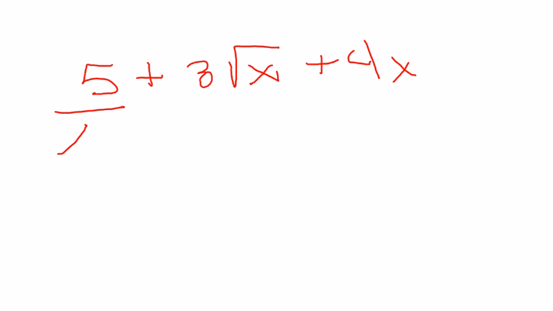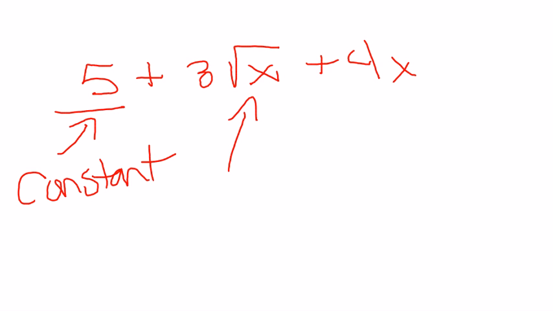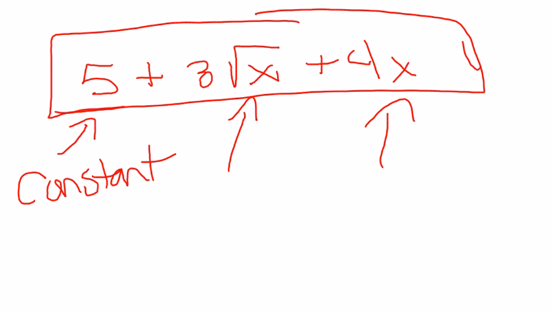We have 5 plus 3 square root of x plus 4x. So here I have a constant, which is just a plain old number, right? I have a radical term here, and then I just have our typical terms that you guys are used to seeing. None of these match. None of these are like terms. I can't simplify them any further.